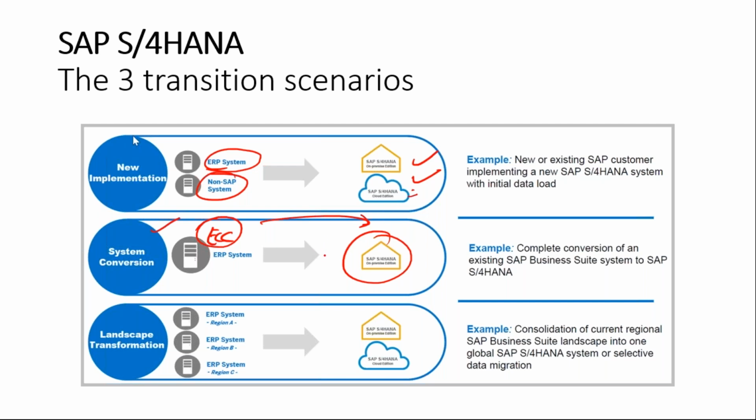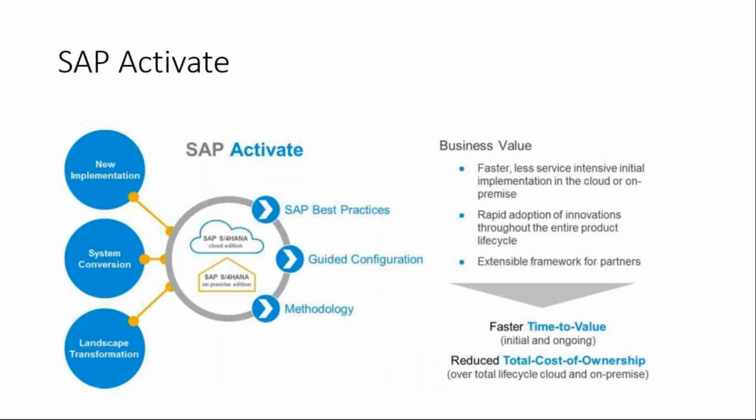Then you have a landscape transformation. Basically, you can move region-wise, because I have different regions which can be moved to the on-premise system, because this involves a lot of consolidation happening against your current regional SAP Business Suite landscape into one global SAP S4HANA system, to selectively do the data migrations as such.